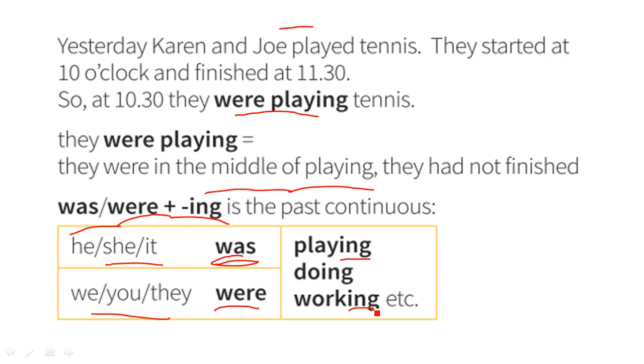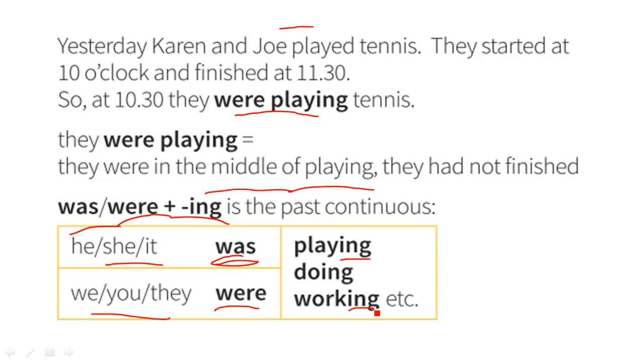So again, the past continuous is expressed with the auxiliary verb in the past, either was or were, together with the verb plus ing. If we go over the lesson again: yesterday, Karen and Joe played tennis. They started at 10 o'clock and finished at 11 o'clock. So at 10:30, they were playing tennis. They were playing equals they were in the middle of playing. They had not finished.